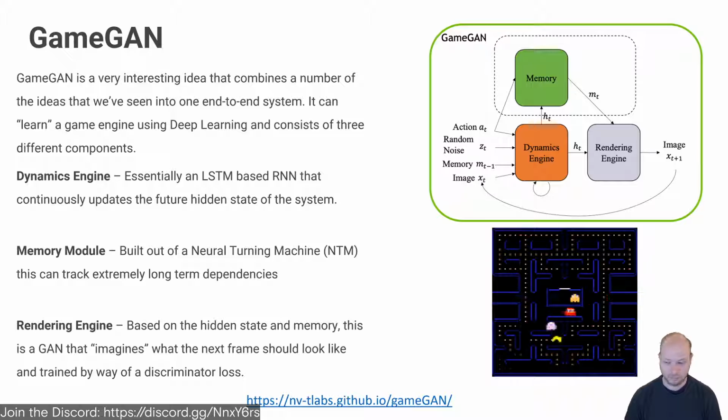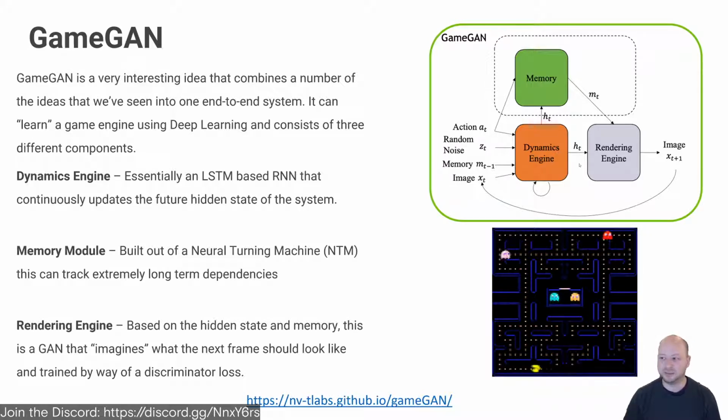There's a lot of RL concepts in here, and a lot of unsupervised concepts in here. It has this LSTM-based recurrent neural network, and that's the dynamics engine. If you can imagine, the dynamics engine is taking an action from the user, it's taking in the memory from the previous memory input, and so on, and an image, the last frame, and it's trying to predict what the next state of the system is. So this is very similar to the world models that we've seen.